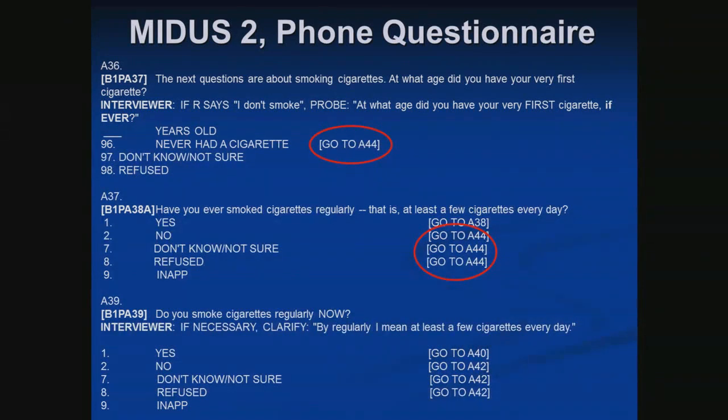I want the people that said never had a cigarette, and I want the people that said no, because those are gonna be my no's here, okay? And I want them back. I don't want them dropping out. So that's what I'm gonna recode.